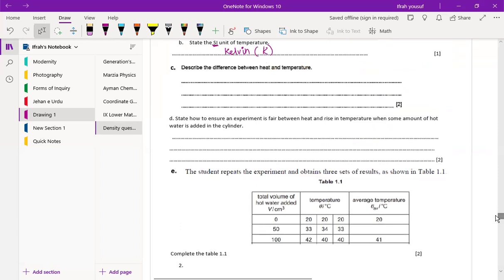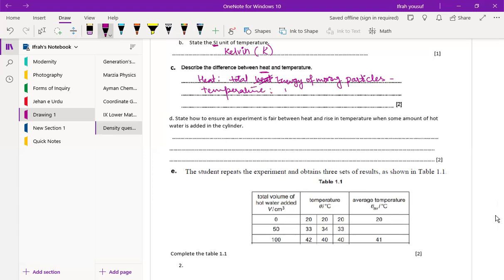What's the difference between heat and temperature, beta? Sir, heat is the total thermal energy in an object, and temperature is the average energy of particles in an object. Good. Total thermal energy, the total energy of moving particles. Clear? And temperature is the average kinetic energy of particles. Okay.